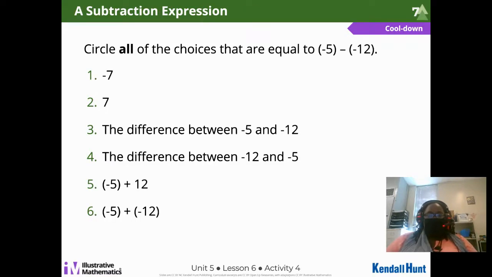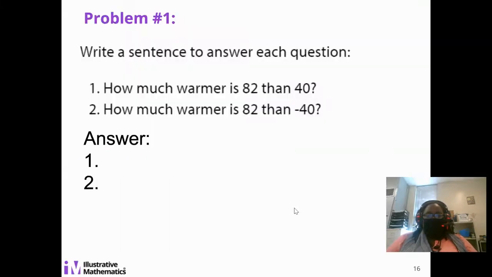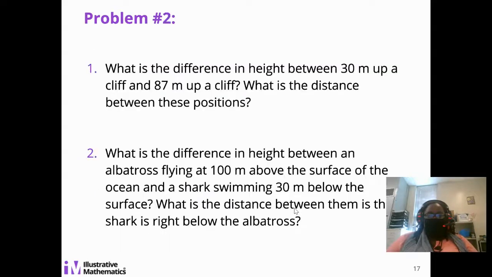The cooldown, they just want you to simplify here. Again, this only applies if you're completing the PowerPoint over the packet. But you're going to simplify this expression, -5 minus a -12, and then just circle or highlight which ones are correct. The same as that first statement. Yeah, asynchronous work, you guys are just completing the problems.